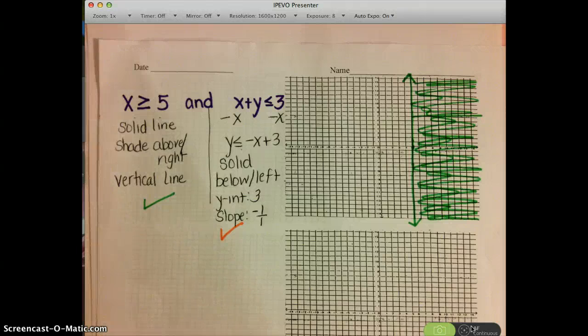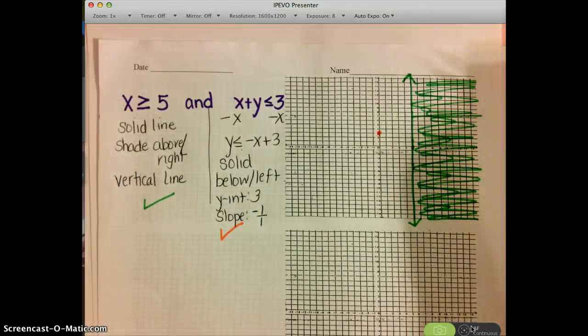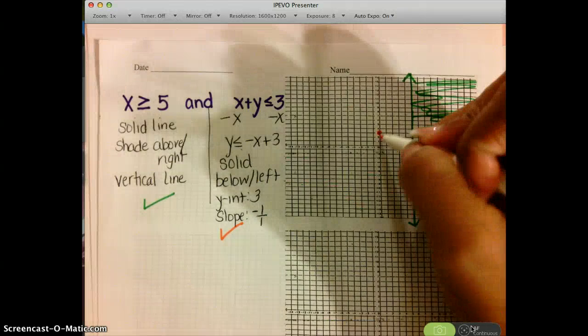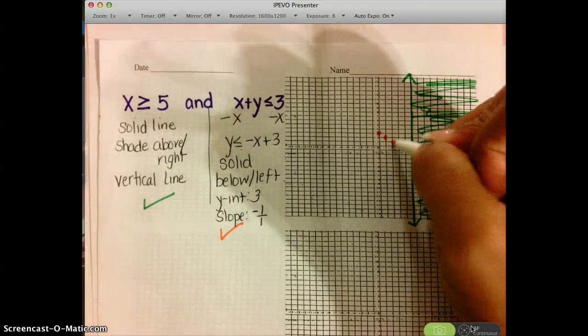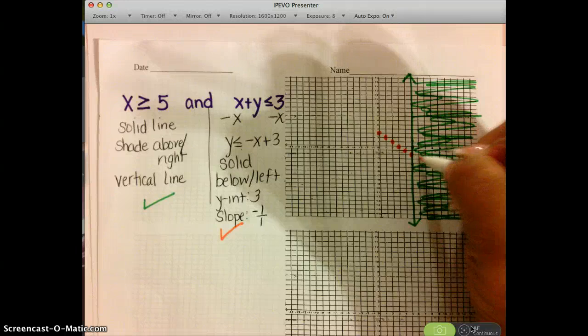All right, for the second inequality, my y-intercept is 3. I'm going to go up to 3 and put a point. My slope is negative 1. So down 1, right 1. Down 1, right 1. And continue to do that.